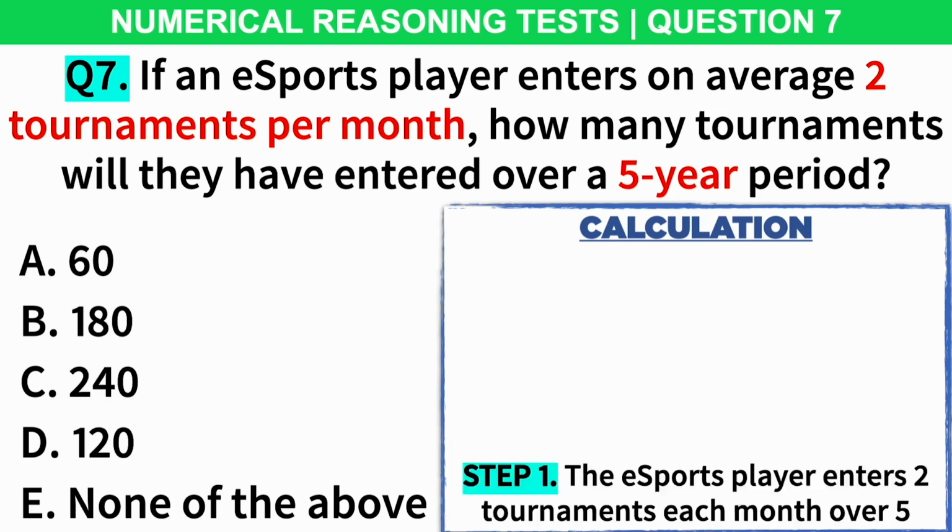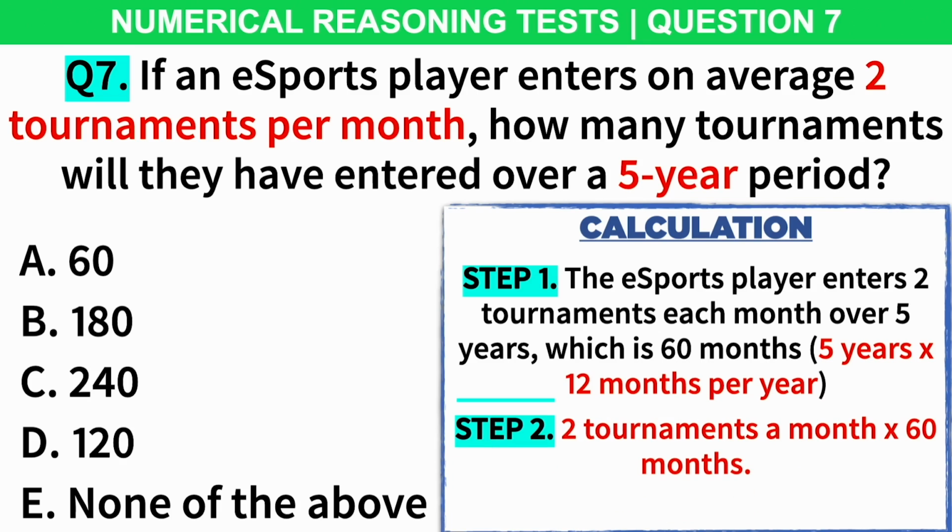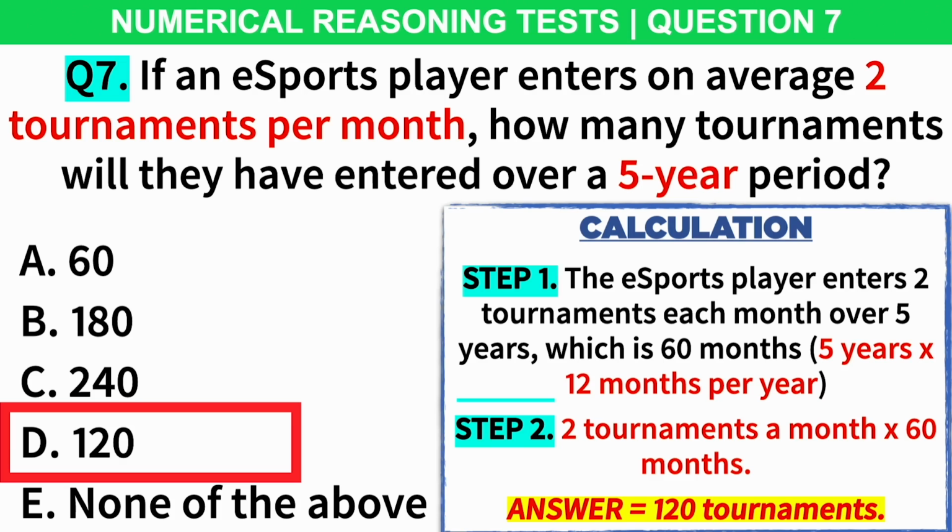So to work this out, the esports player enters 2 tournaments each month over 5 years, which is 60 months. 5 years times 12 months per year gives us 60. We then take that 60 months and multiply it by the 2 tournaments a month that the esports player enters. So 2 tournaments a month multiplied by 60 months gives us our answer of 120 tournaments. So the correct answer was option D, 120.